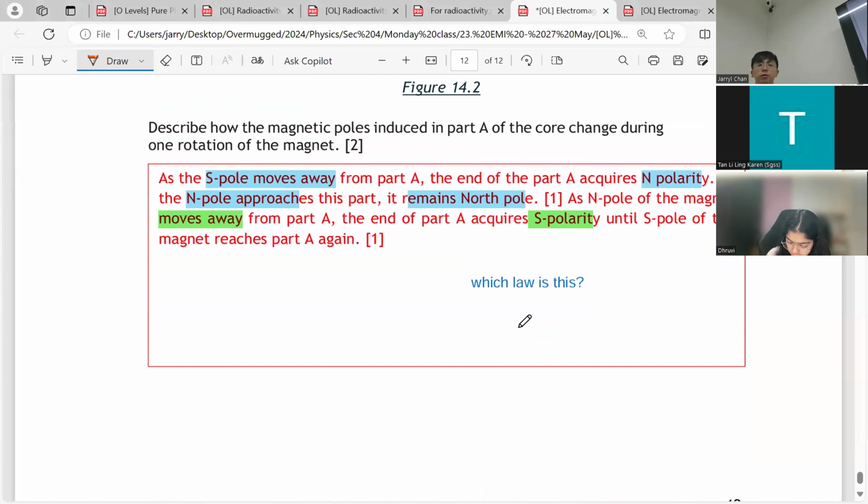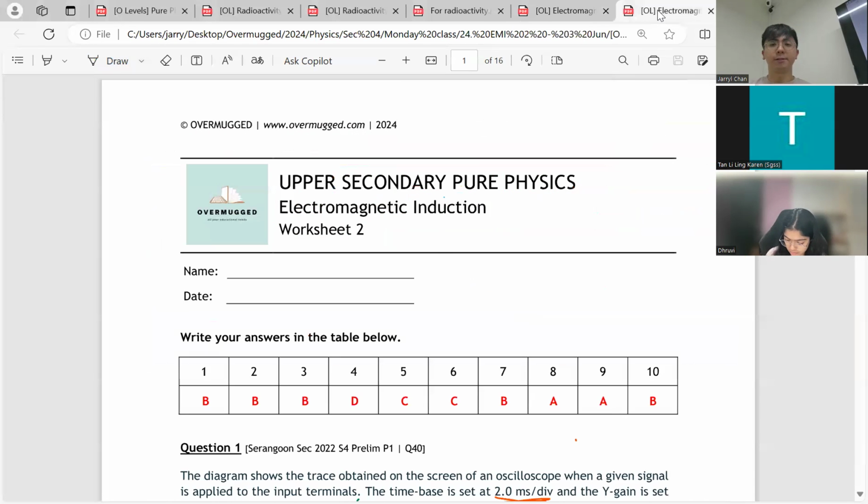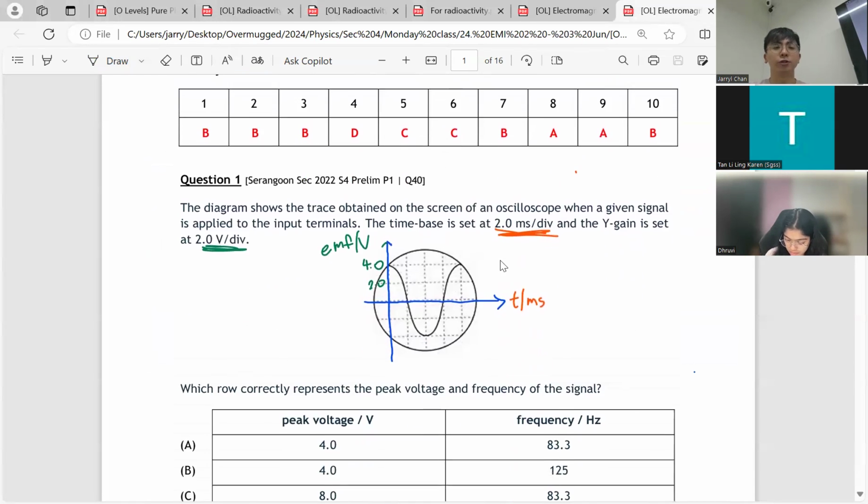I think the MCQ will be quite easy for EMI worksheet 2. I think the structure questions are a bit more difficult. Okay, let's see how this goes. Let's go. Okay, EMI worksheet 2.